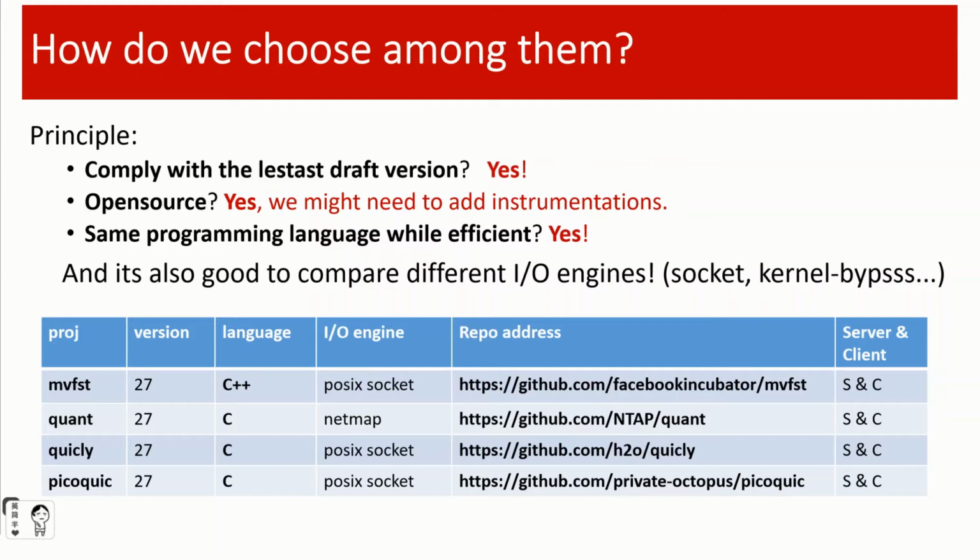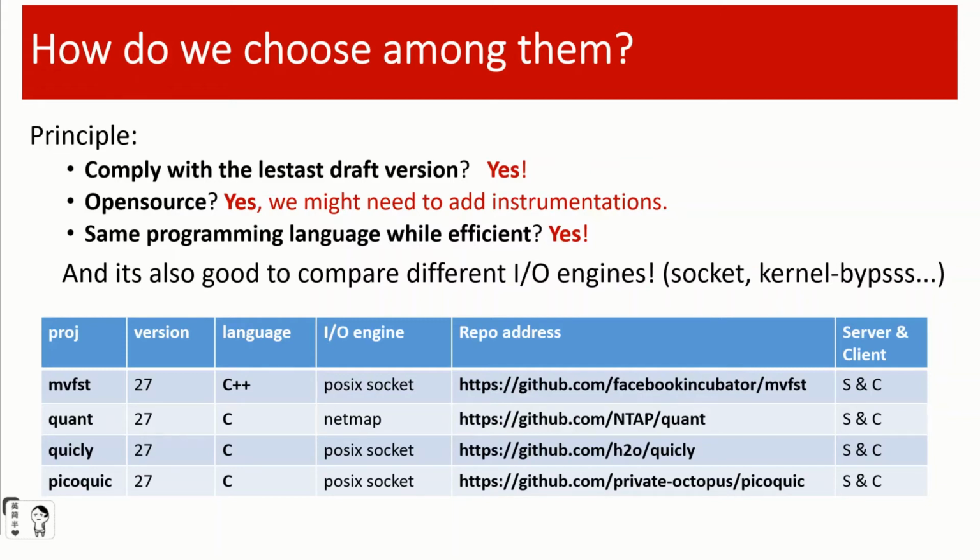And third, we need them to be based on the same or similar programming languages, because we don't want to end up with the conclusion that the inefficiency of a specific implementation is rooted in the specific programming language instead of some mechanisms inside the protocol. And also, it's good to compare different I/O engines like socket or some kernel bypass techniques like netmap or DPDK.